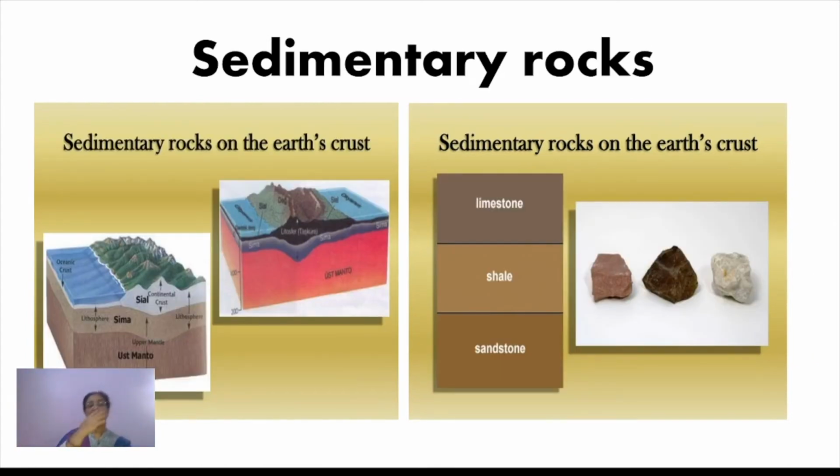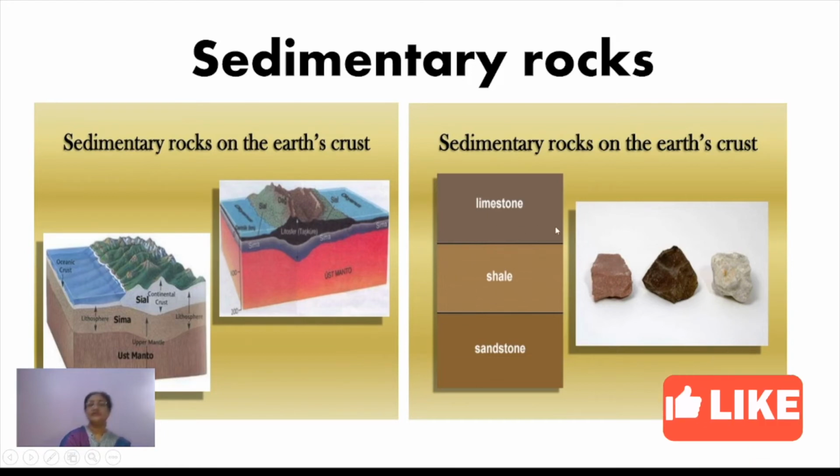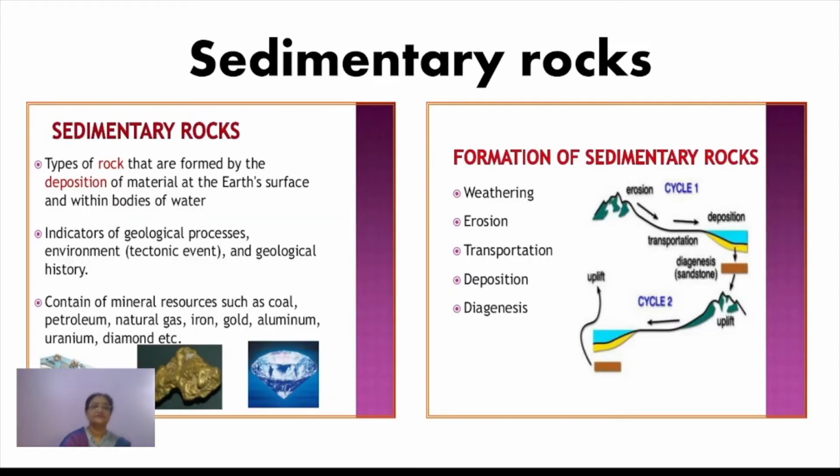Now, sedimentary rocks on the Earth's crust, how can we find them? You can see here on the Earth's crust how these are formed, right? And these are of different types: limestone, shale, sandstone, all these are different types of sedimentary rocks. They are formed by the deposition of material at the Earth's surface and within bodies of water. They are indicators of geological processes, environment and geological history. They also contain mineral resources such as coal, petroleum, natural gas, iron, gold, aluminium, uranium, diamond. All these are found in the sedimentary rocks. So these are a few important features of it.